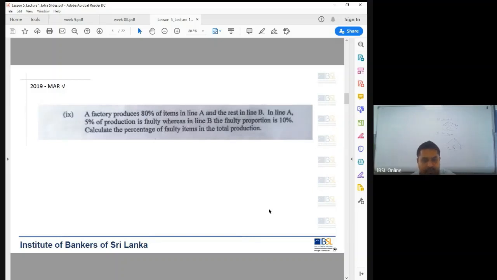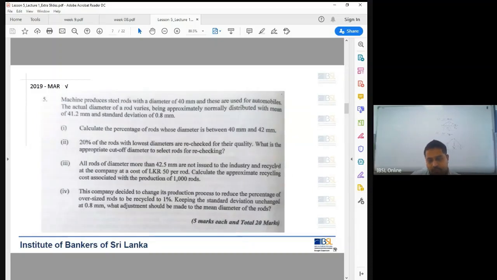and see that the total output has been divided into 2, A and B, 80% and 20%, and there is a defective portion. We call it the faulty here. So you can compute which has come from which production line, or the total of it. I believe this is where we stopped last week, 2019 March. We discussed question number 5 completely, if I'm not mistaken. So there we had a glimpse of the 20-mark question, how much time we need to spend on that. We understood the different types of questions that come from a normal distribution point of view.